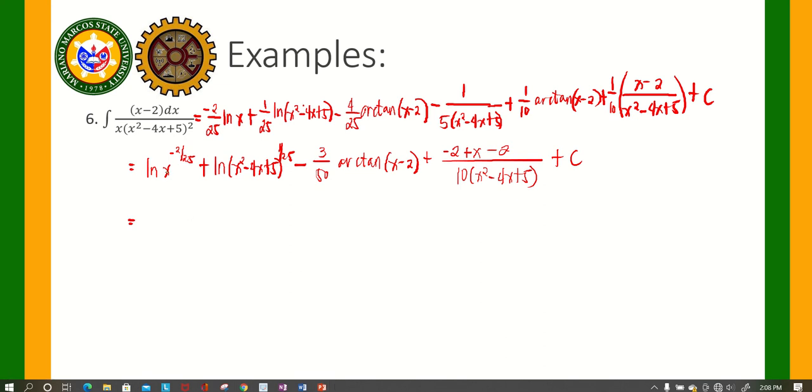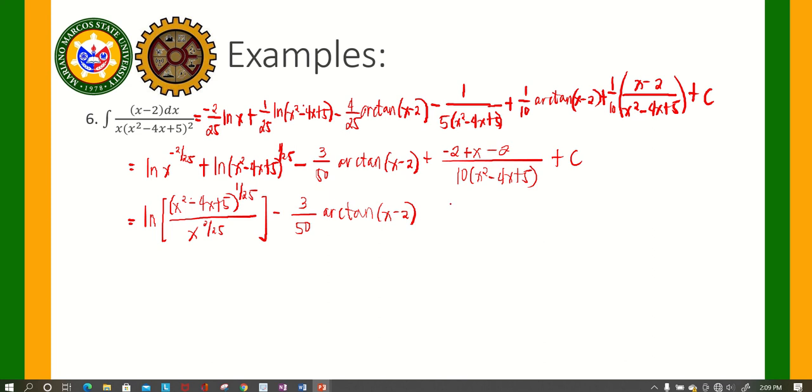since its exponent is negative, we can move it down. And then, we combine it with this one. Since it is added, it becomes multiplication. They will multiply. So, this will be equal to ln of x squared minus 4x plus 5 raised to 1 over 25 all over x raised to 2 over 25. So, the exponent becomes positive because we moved it down. And then, minus 3 over 50 arctan(x minus 2).